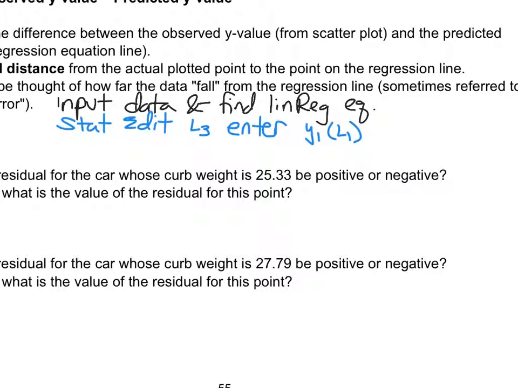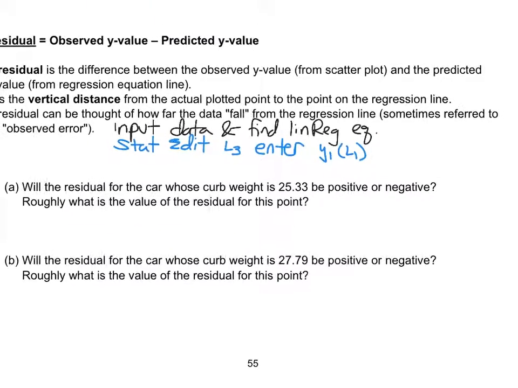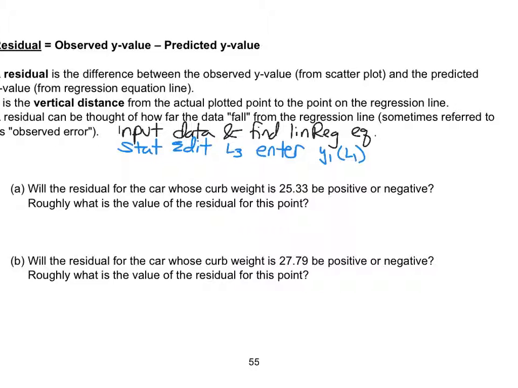Right onto the L3, hit enter. Y1, how do we get Y1 again? Second trace. Alpha trace. Open paren. How do we get L1? Second one. Close paren. Then hit enter. You get a bunch of numbers. I think I did something wrong.